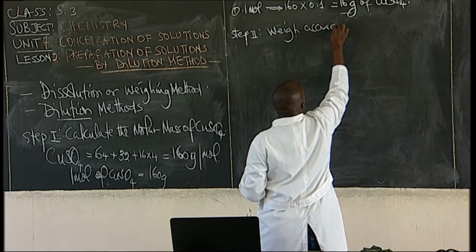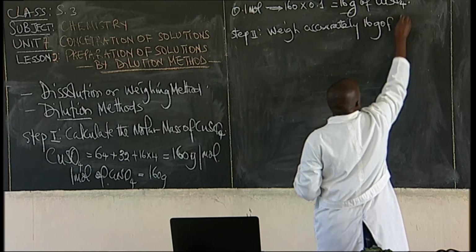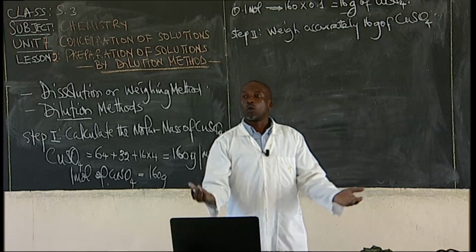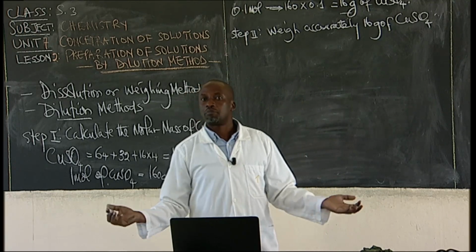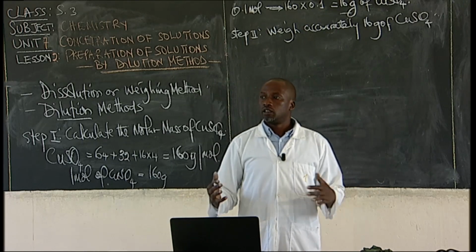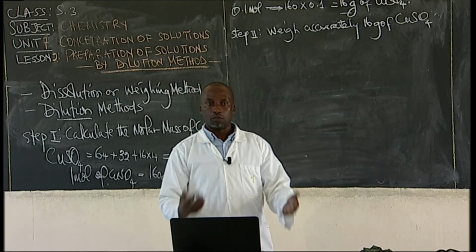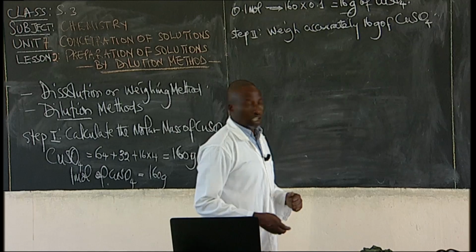Step number 2 is to weigh accurately 16 grams of copper 2 sulfate, using a weighing scale, electronic balance, or beam balance, or whatever balance you are using. But the electronic scale is much better, more accurate. So you weigh 16 grams of copper 2 sulfate.